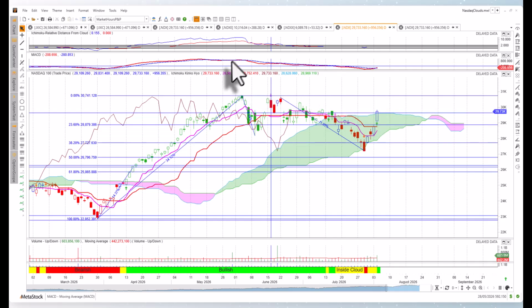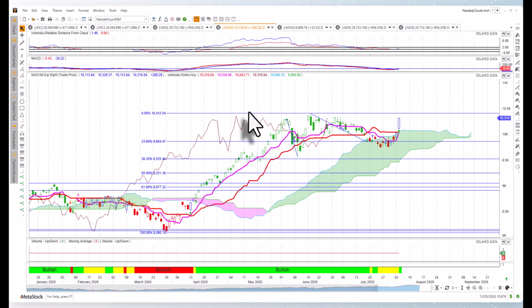Now, as we look at the Nasdaq 100 equal weighted index, fantastic rebound there. We did get a 23% Fibonacci retracement. Support held on, and now we're back above the top end of the cloud. Briefly it went into orange territory, a weak period, but we're back in the bullish zone on the equal weighted Nasdaq. So far so good. The upside resistance target is this old high zone of 10,412.